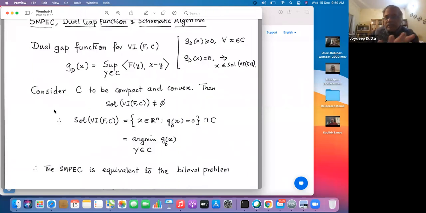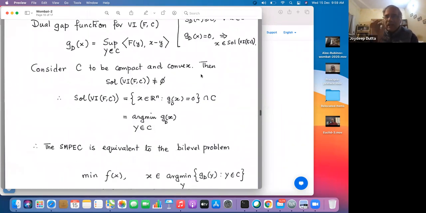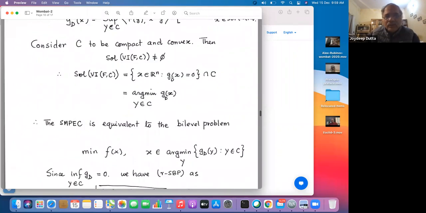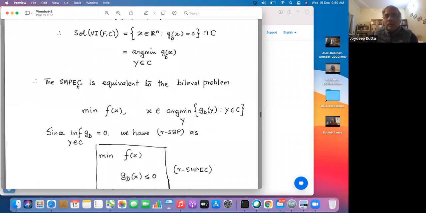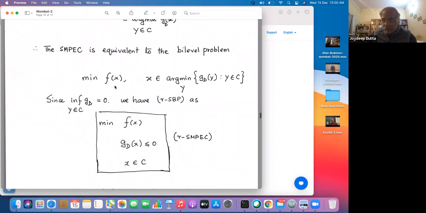So let us consider in this particular case C to be a compact and convex set. Then I know that the variational inequality has a solution, so the solution set is non-empty. And then the solution set of the VI actually coincides with the argmin set of minimizing the gap function over the given feasible set of the VI. This allows us to write the simple MPEC equivalently as a simple bilevel programming problem, and hence you can write the reformulated version of this bilevel programming problem.